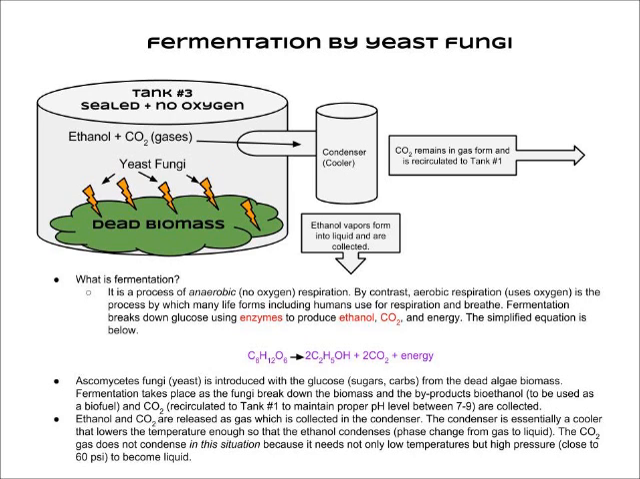Moving on to tank number 3. As you remember, from tank number 2, we transfer the dead biomass. Here in tank 3, the main process is fermentation. So what is that? It is a process of anaerobic, no oxygen, respiration. By contrast, aerobic respiration uses oxygen, and is a process by which many life forms, including humans, breathe. Fermentation breaks down glucose using enzymes to produce ethanol, carbon dioxide, and energy. The simplified equation is below in purple here.